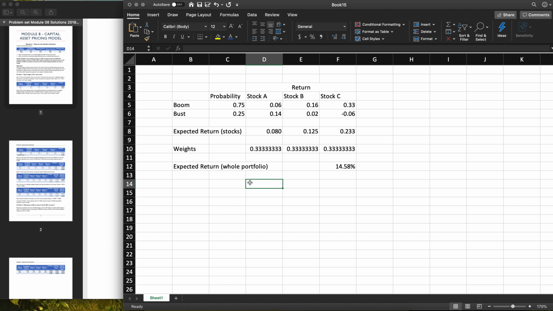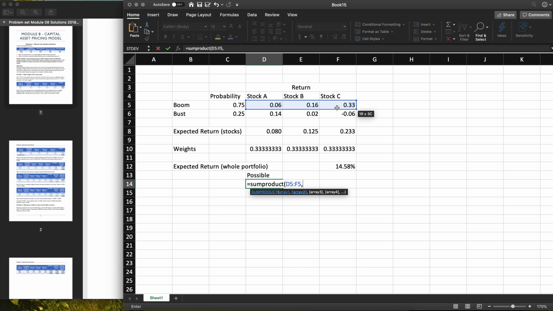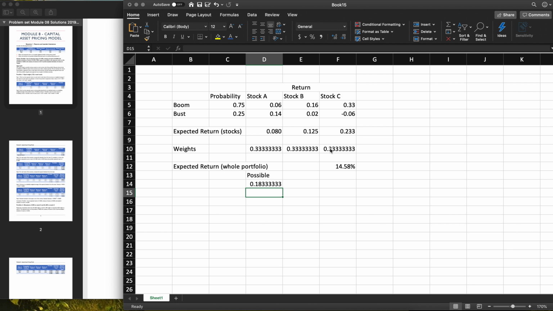All right, so if you have this portfolio, you have 2 possible portfolios. So if you hold this portfolio, you have 33% weight in each of these, and you have only 2 states of the world. You have 2 possible outcomes for the portfolio. One is that you end up in a boom, and you get those returns multiplied by those weights, and the other is that you end up in a bust.